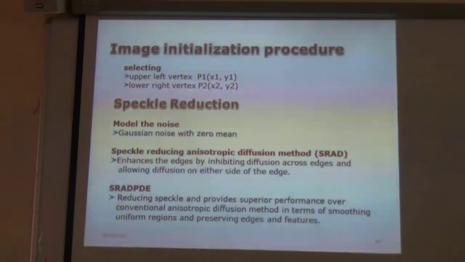Okay, there it enhances the edges by inhibiting diffusion across the edges and allowing diffusion on either side of the edge. Okay, and after that PD is performed, that is, speckle reduction and isotropic diffusion is done. Then a partial differential equation has been used to preserve the edges and remove the others. Okay. So the conventional anisotropic diffusion method, in terms of smoothing uniform regions and preserving edges and features, has been done.